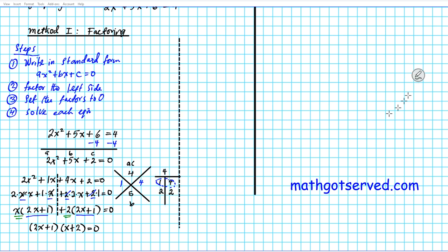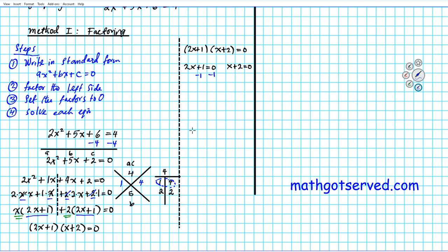All right, so let's continue our work on the upper right here. So we have 2x plus 1 times x plus 2 equals 0. So we're going to use the zero product property, okay? To do that, we're just going to set both factors to 0 as specified in step 3. When you set both factors to 0, you then solve each one as indicated in step 4.